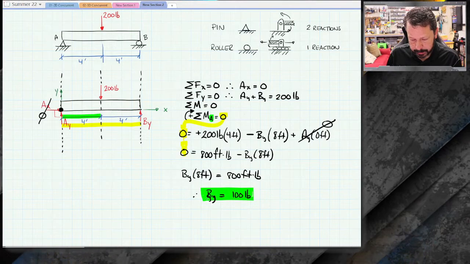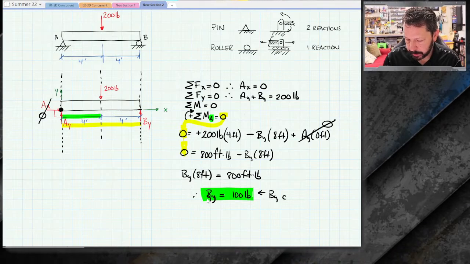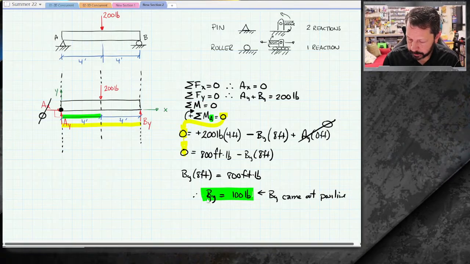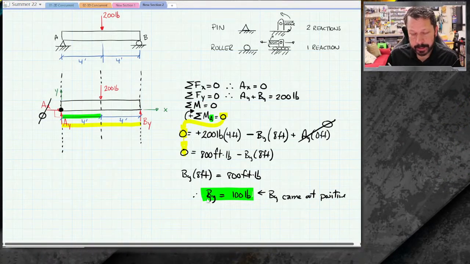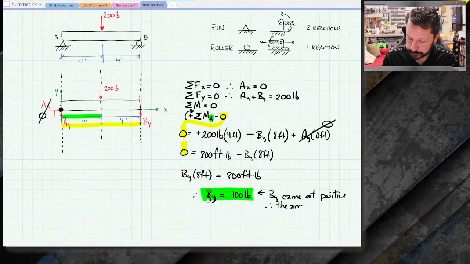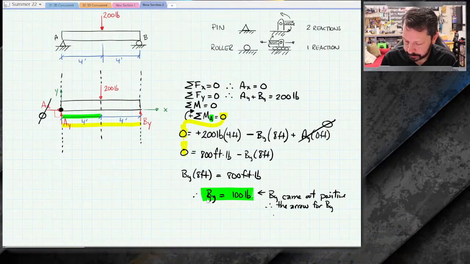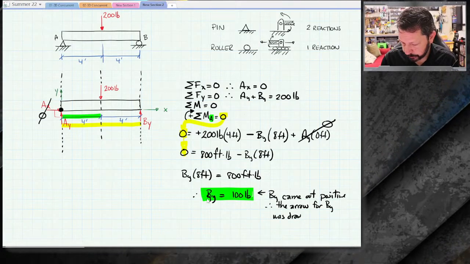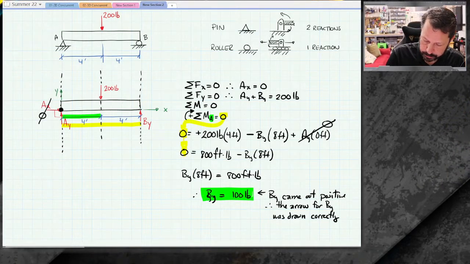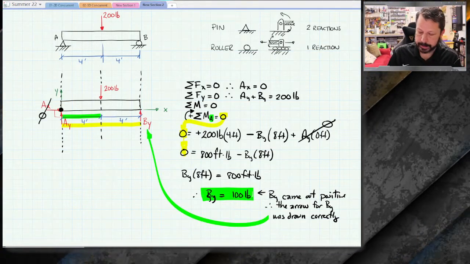Another thing about this is this number that I calculated, BY, came out positive. And that's interesting, but what it means is that the arrow that I drew for BY was drawn correctly. So this arrow right there, that arrow was drawn correctly.